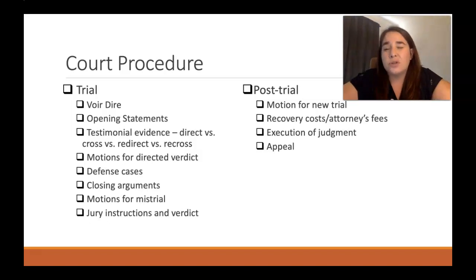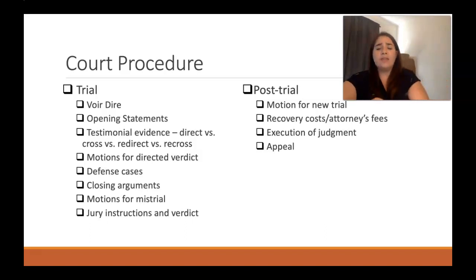Then you get what's called a motion for directed verdict. That happens after the plaintiff's case, so they have the burden to prove that there was a violation of the law. If they fail to meet that burden, then the court may grant a motion for directed verdict. But if there's any question about whether or not the law was violated, it's going to go to the jury. Then the defense gets to put on their case. Then we have closing arguments. And then you hopefully get a verdict.